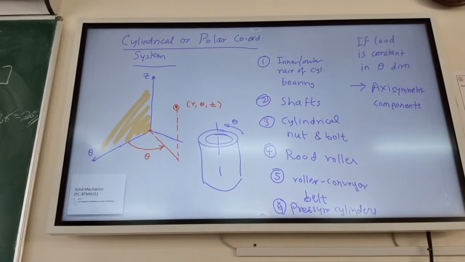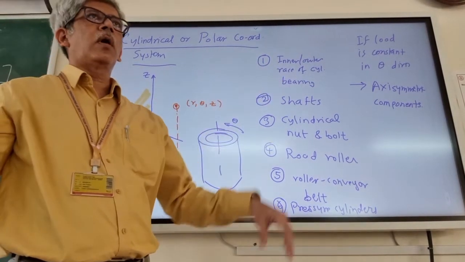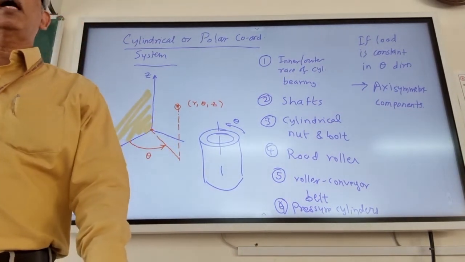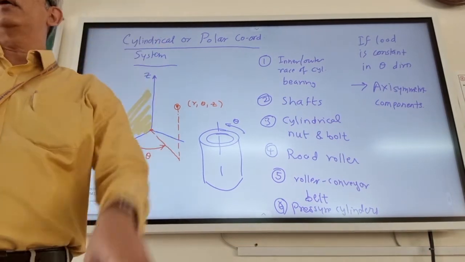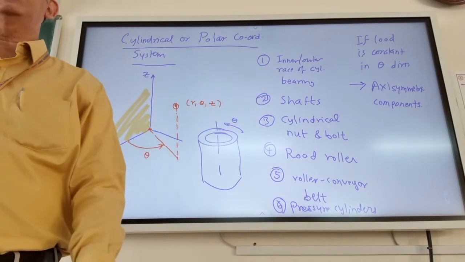For a component to be treated as axisymmetric, its geometry should be created from the revolution of some cross section, and the loading on that component should also be circular symmetric, or it should not vary in the theta direction. So let's take each of these components one by one. If you consider a cylindrical bearing, what kind of load acts on that bearing? Okay, here we don't have a cylindrical bearing. The bearing we have here is a thrust bearing, which is different from what we are talking about here.